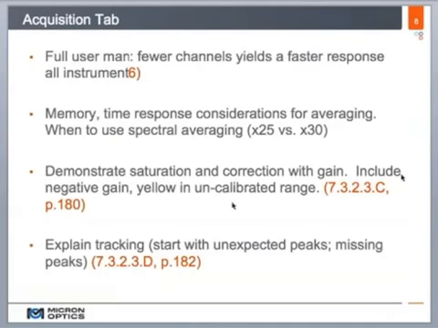Look at a couple of the details that we want to cover on the acquisition tab, and then as we go through our example, hopefully we'll cover these points. First, the full spectrum. We want to point out fewer channels yielding a faster response, talk a little bit about when to use averaging and some of the memory and time constants considerations for full spectrum averaging, as well as some details on setting up gains to avoid saturation, using gains and thresholds, and then also, since we're looking at a dynamic interrogator, to explain the concept of peak tracking as well.